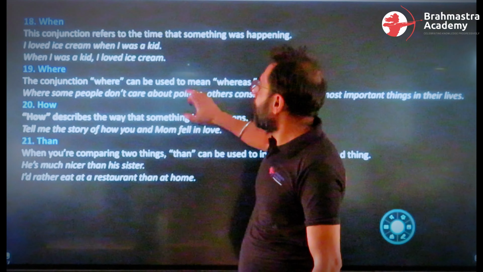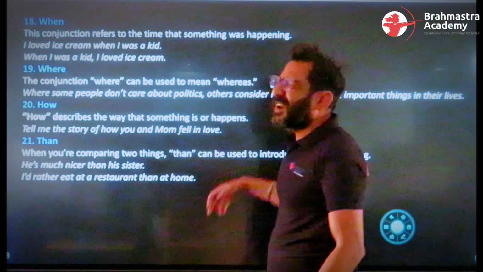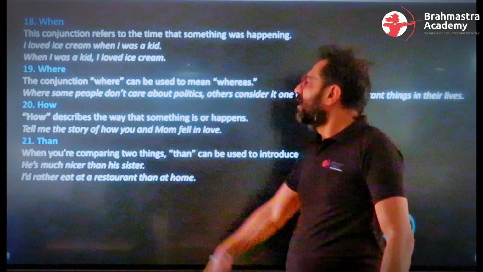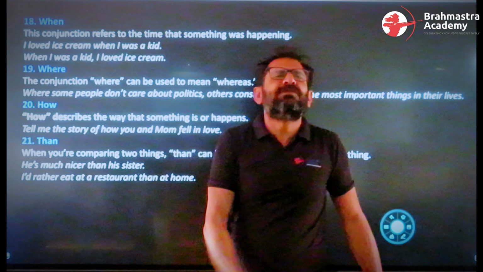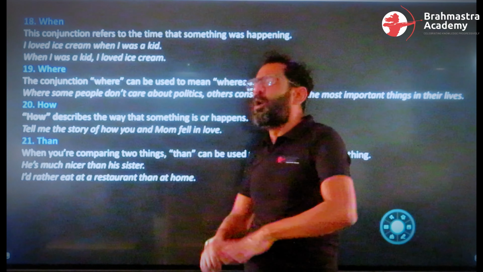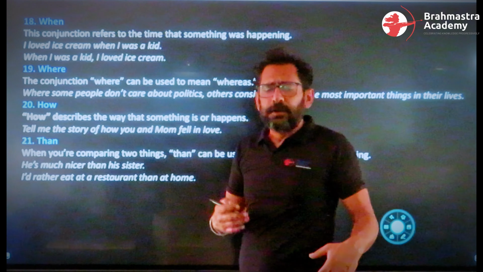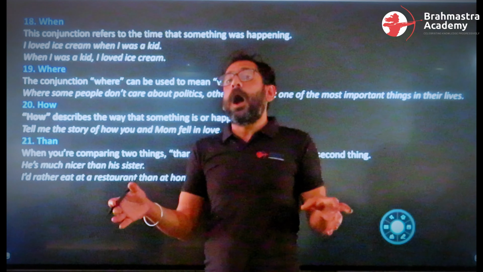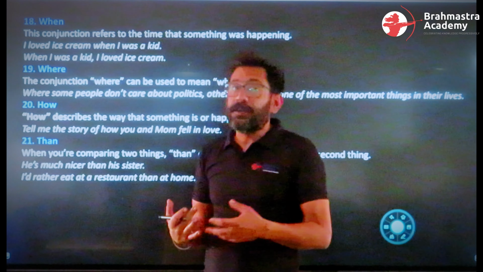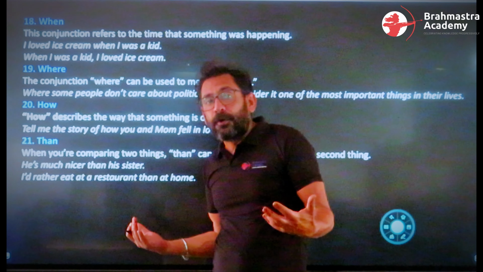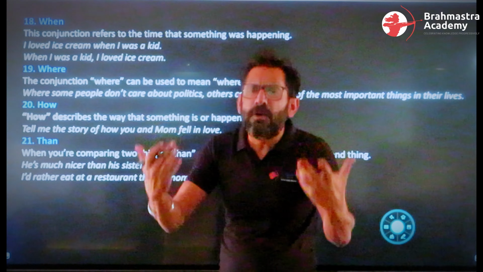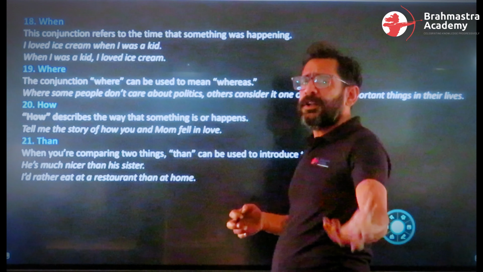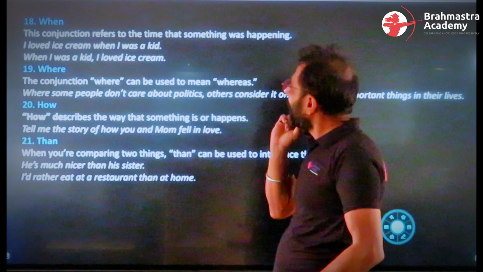Right? How describes the way something works. Now this is very simple. I know that sometimes you get confused. This is how something is happening. You're giving them the whole picture. So, for example, I was walking the other day. How did it happen? And you go like, I was walking and suddenly my phone rang, and now you're giving them all this detail. So how describes the way that something is or happens.